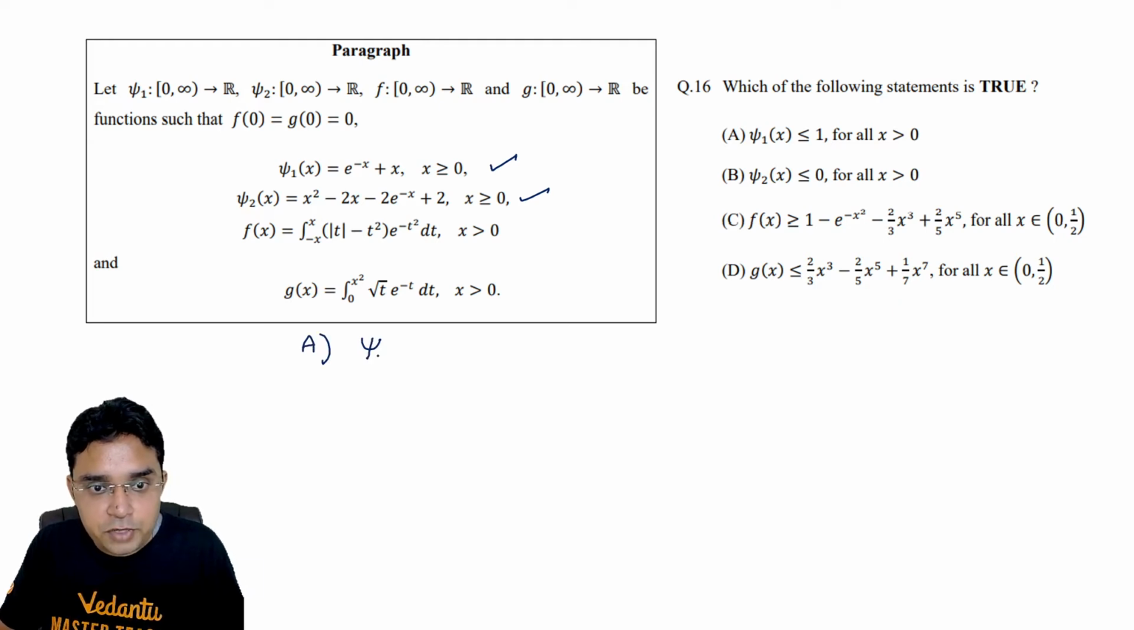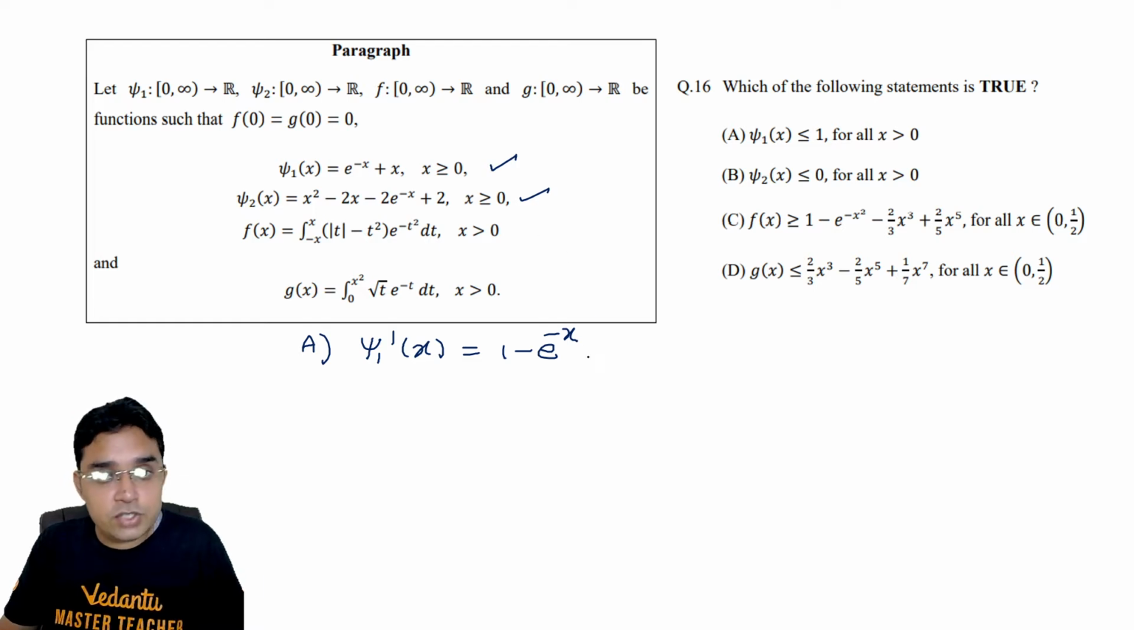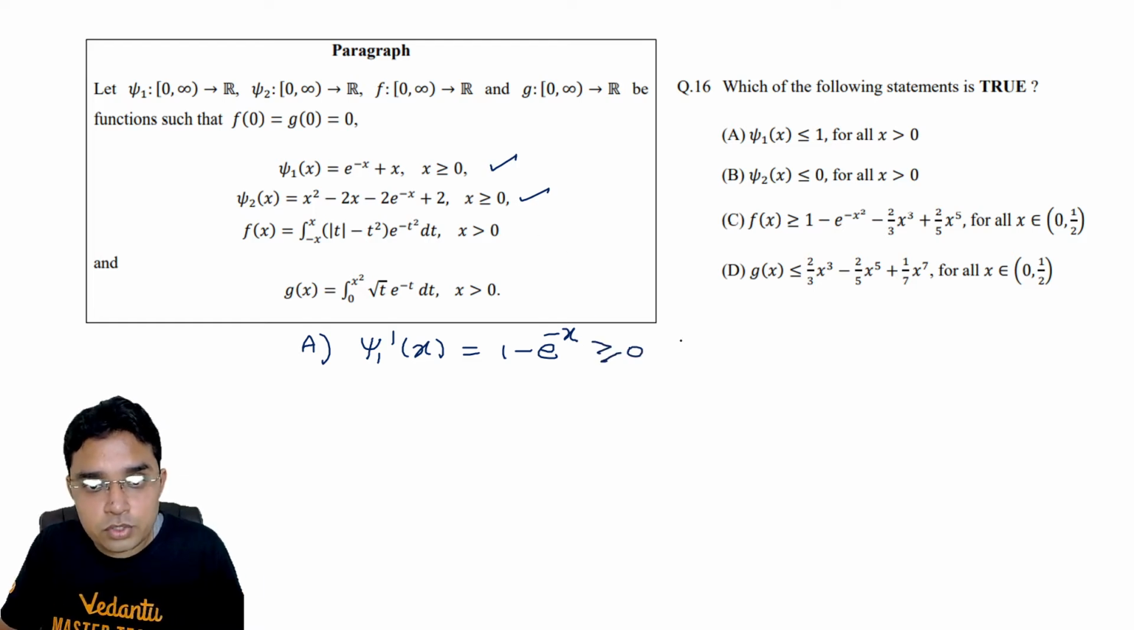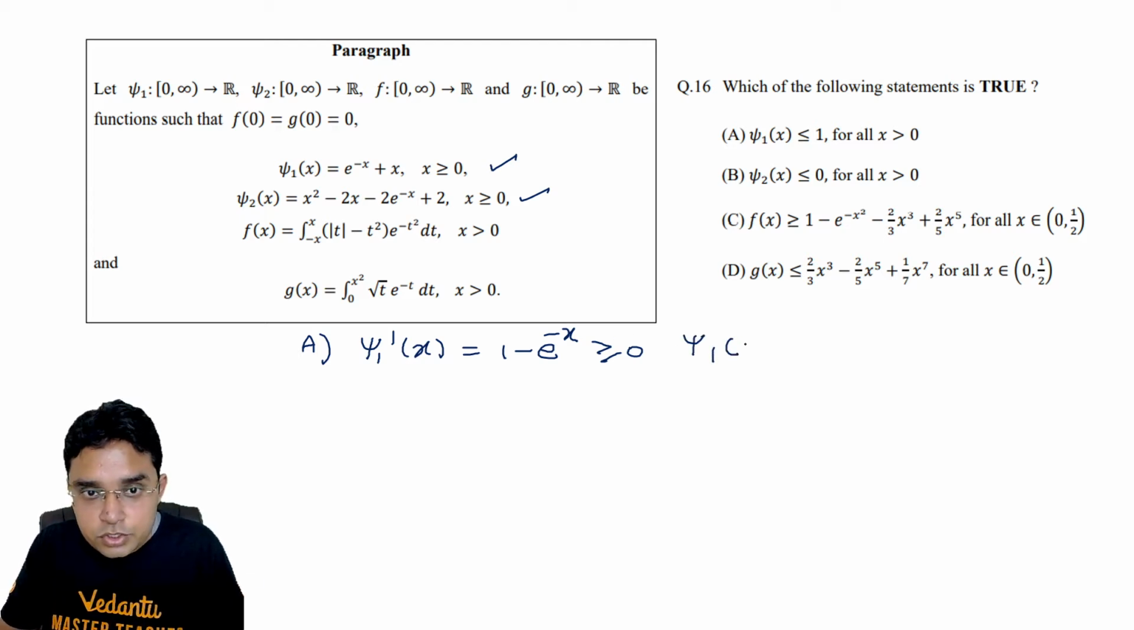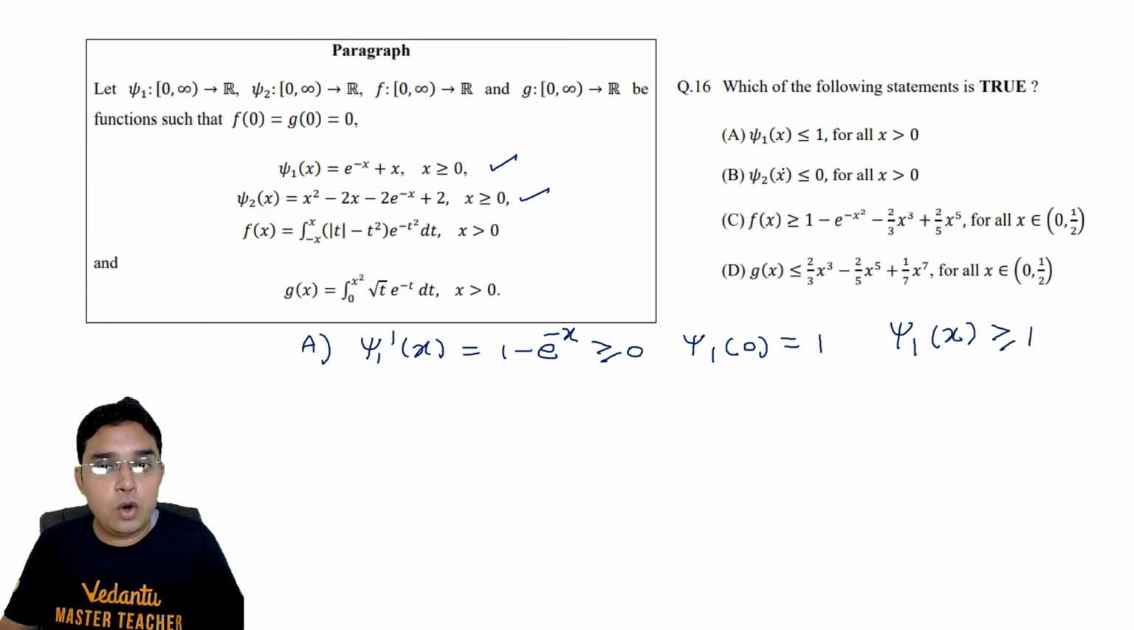Here, if I differentiate the Psi1(x) function, Psi1 dash will be equal to 1 minus e power minus x. And because x is greater than 0, this will be greater than or equal to 0. So I can say the Psi1(x) function should be increasing. And because Psi1(0) is equal to 1, all values of this function Psi1(x) should be greater than or equal to 1. Whereas in this option they have given it opposite, so A is wrong.